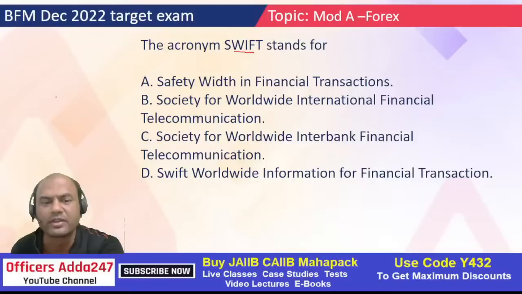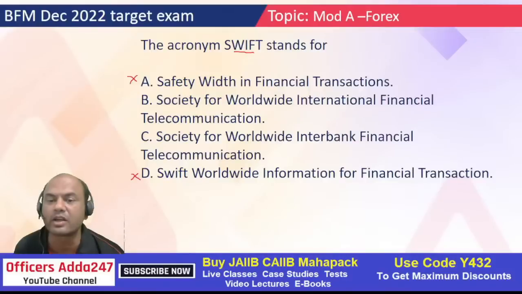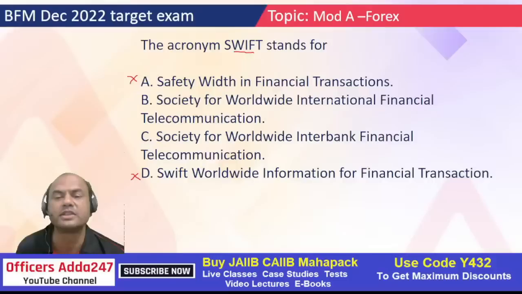This is an easier one. Who can answer me? Who can answer fast? Here, A is out, D is out. It's only B or C. So Society for Worldwide International or Interbank. You will always get trapped in these two words. One is international, interbank, and second is this telecommunication word.